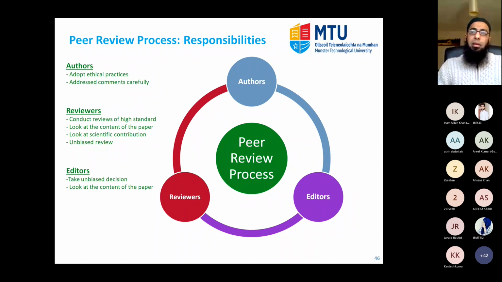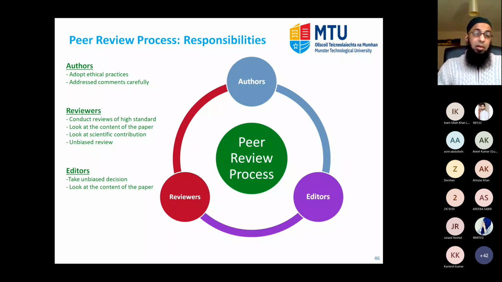Similarly, it has been observed that some authors write in their reviewer response file that, okay, we have addressed all these comments, but when we look at the actual draft, those changes are not made. So this is again an unethical practice. Those authors who are trying to deceive can be identified by the reviewers and editors, and it gives a bad impression internally.